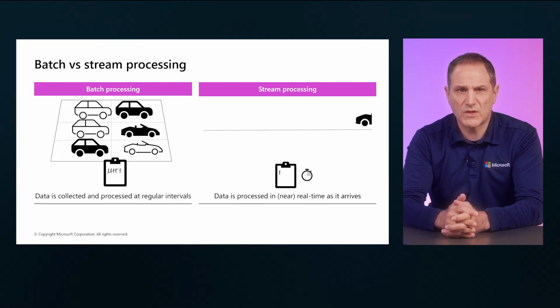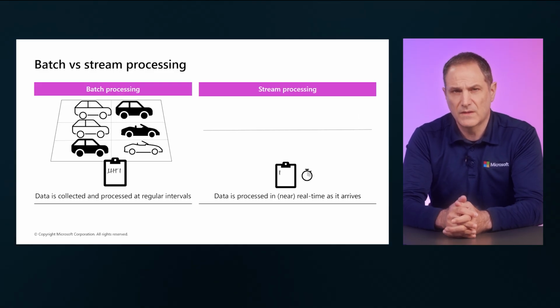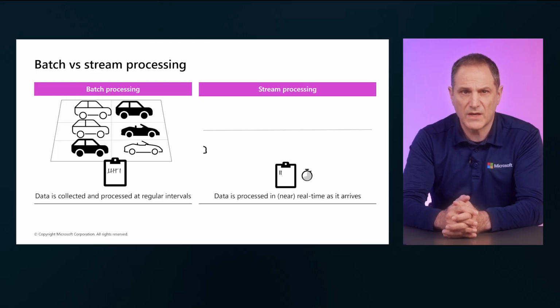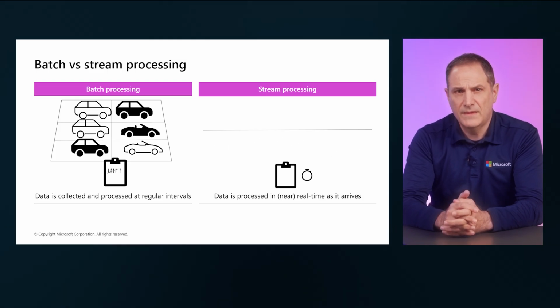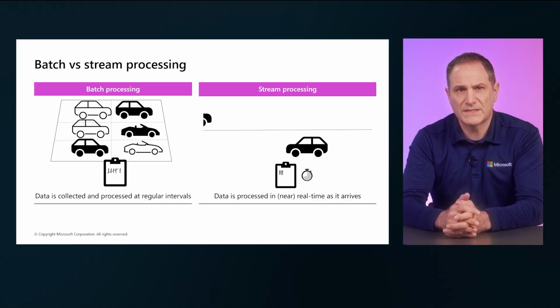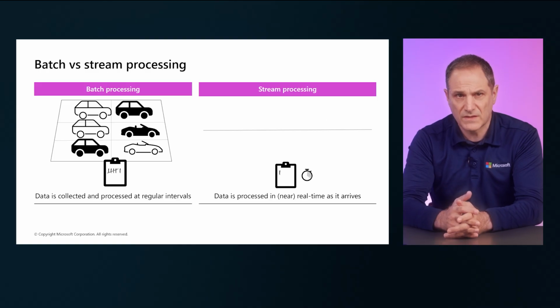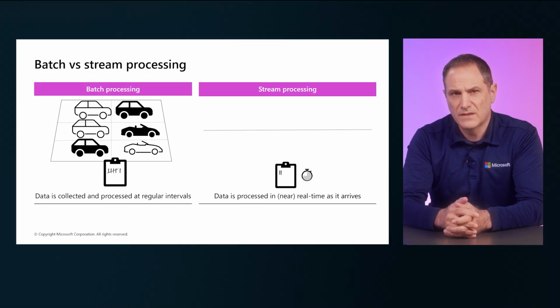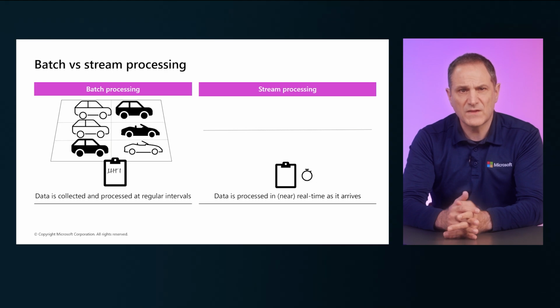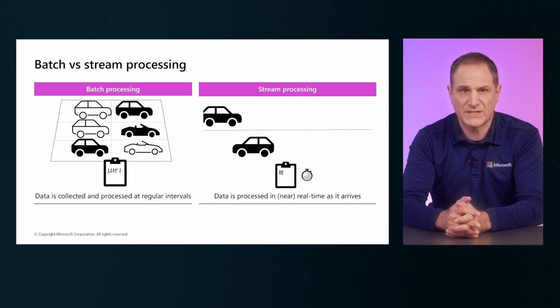Stream processing works very differently. Here, each piece of data is processed as soon as it arrives. There's no waiting for a batch window. Data events are handled individually and in near real time, which makes this approach ideal for scenarios where data is constantly changing. Using the same traffic example, stream processing would count cars as they pass by in real time.